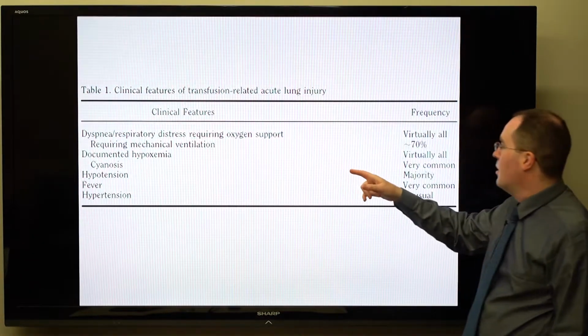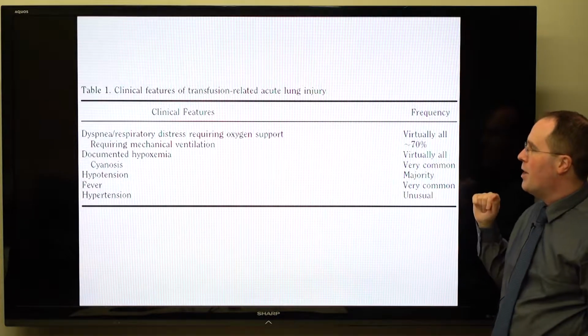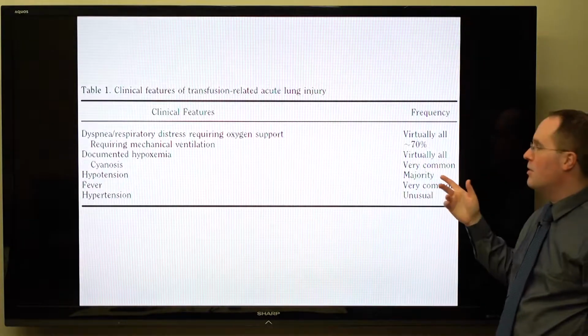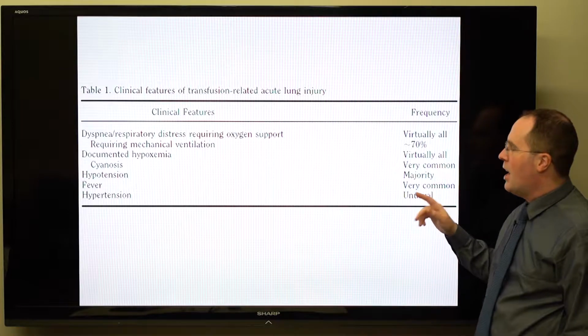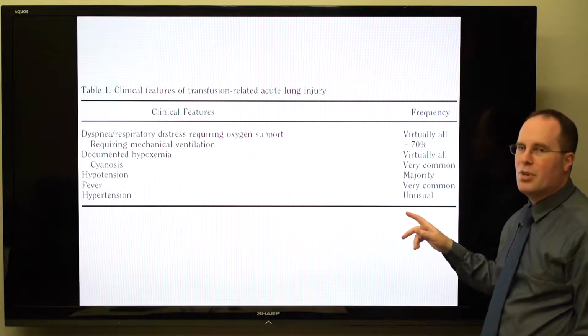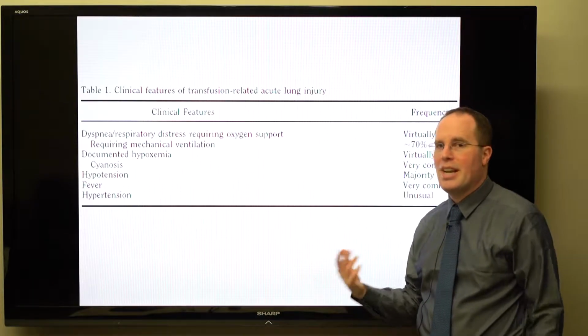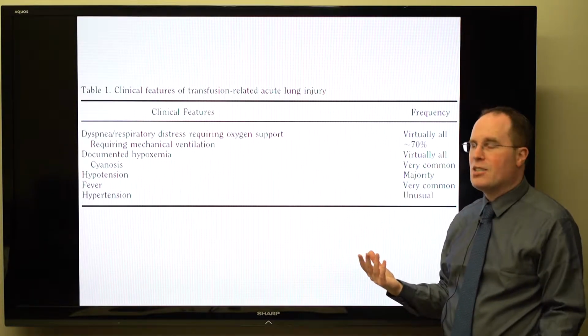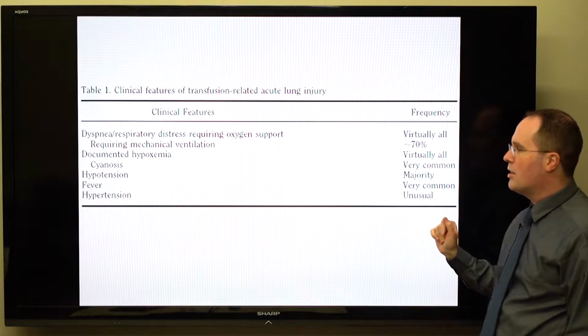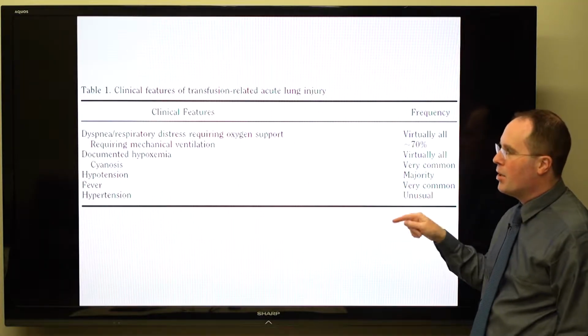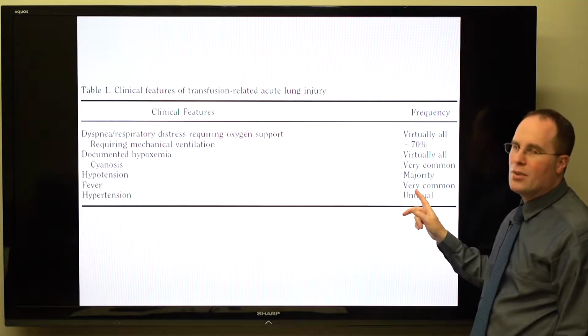Hypoxemia, sure. Cyanosis is common. Hypotension is often seen. Hypertension is pretty unusual. Sure, nothing stops you from having hypertension for some reason and TRALI. You could have fleas and ticks, sure, but in a classic TRALI, there's more hypotension than hypertension, and a fever is also very common.